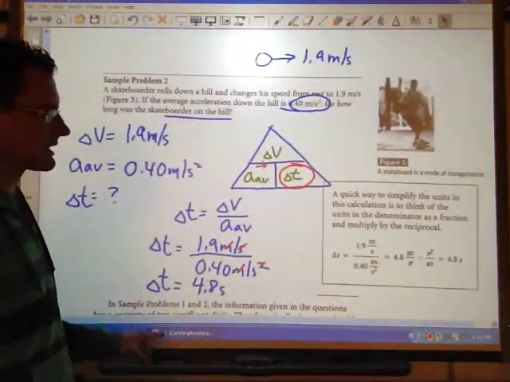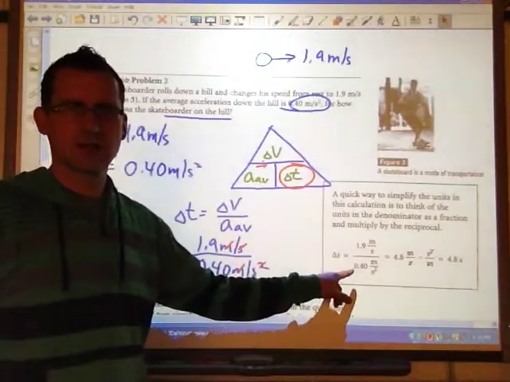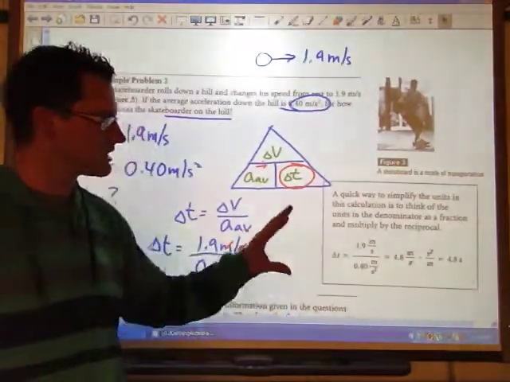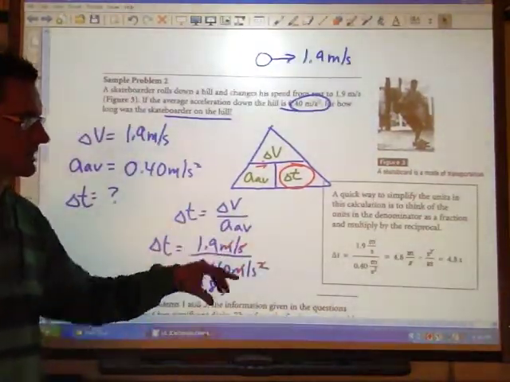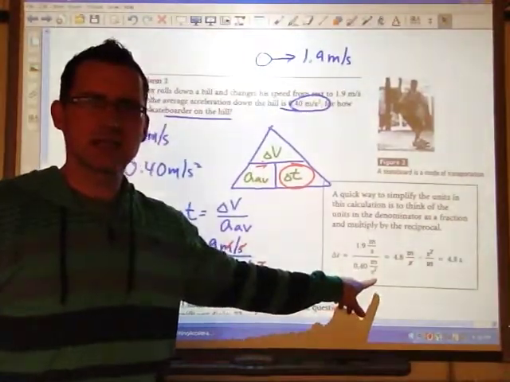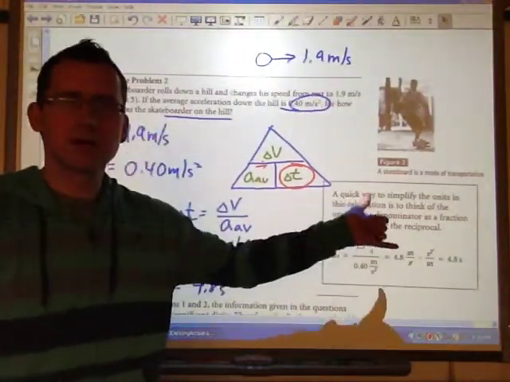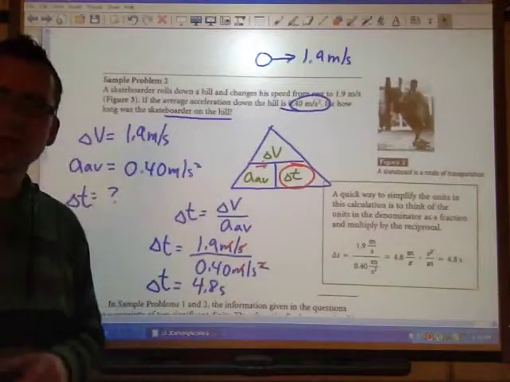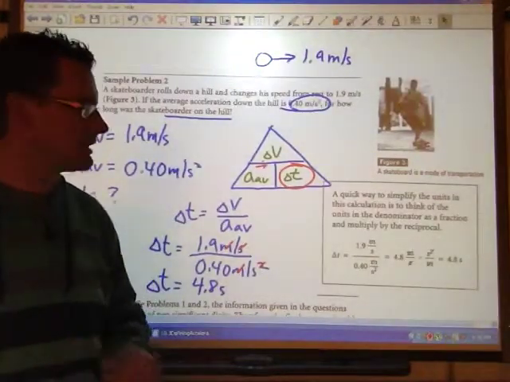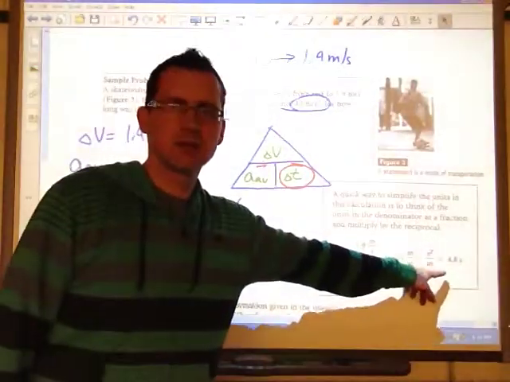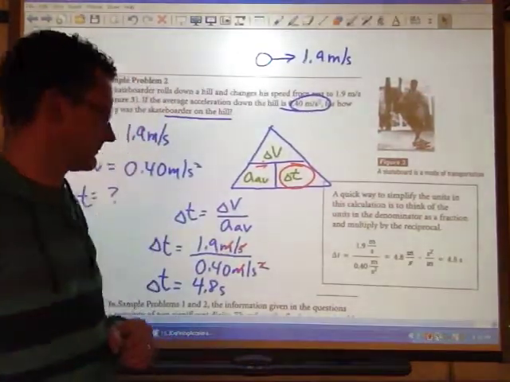So a little bit tricky, and here they kind of showed over here, if you want to look at the box here, the manipulation and showing how you end up with seconds. They take the meters per second in the denominator, invert, multiply. It's something you would have hopefully taken in one of your math classes, and that's how we get the units to work out nicely there. Okay?